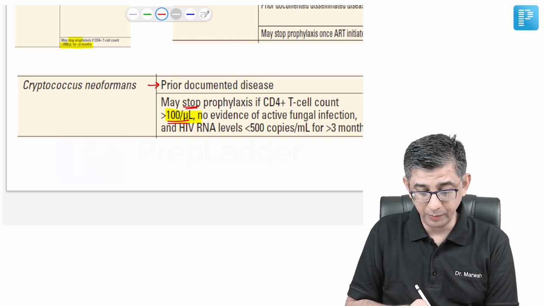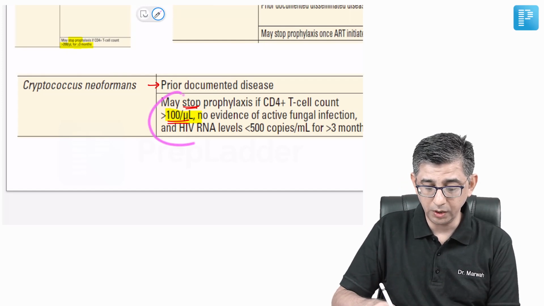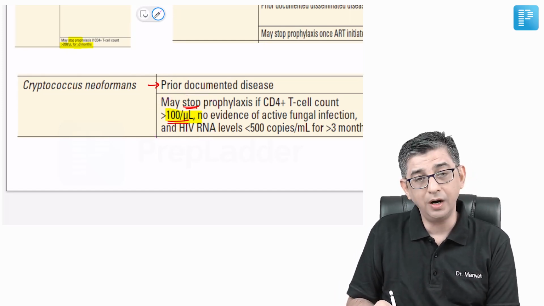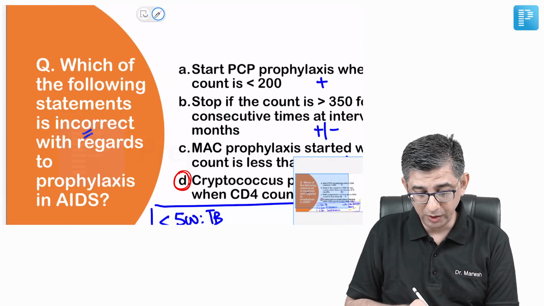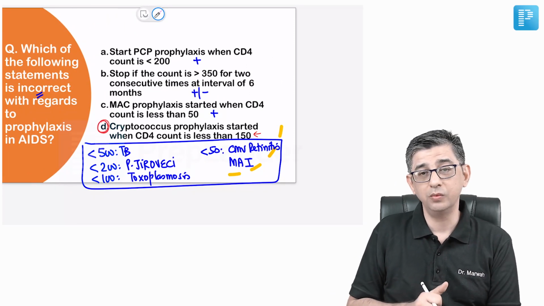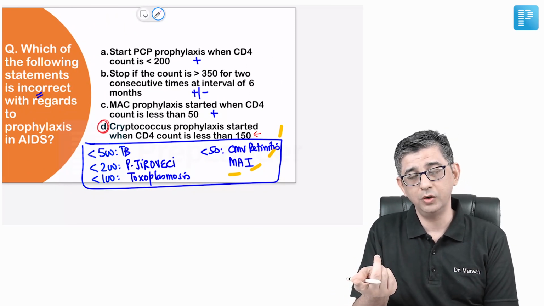Whereas what did he write here? I think this is what he took in the exam from where the question was created, that the value is more than 100 for stopping. And look at what he said. He said you are to start when the value is less than 150. You stop when the value is more than 100 per se.